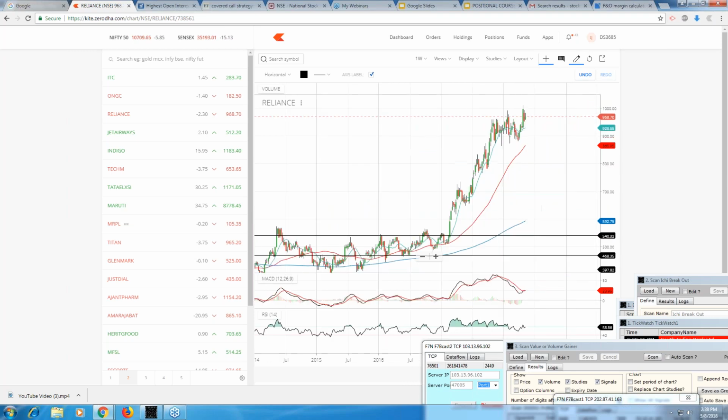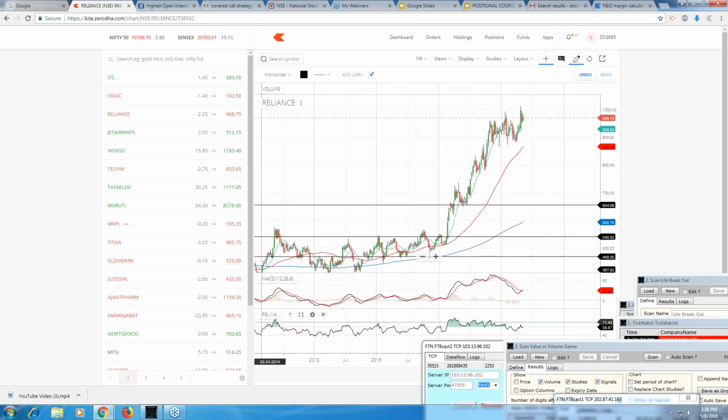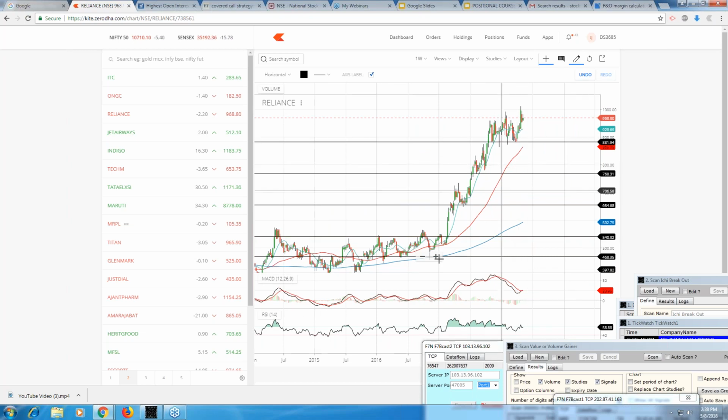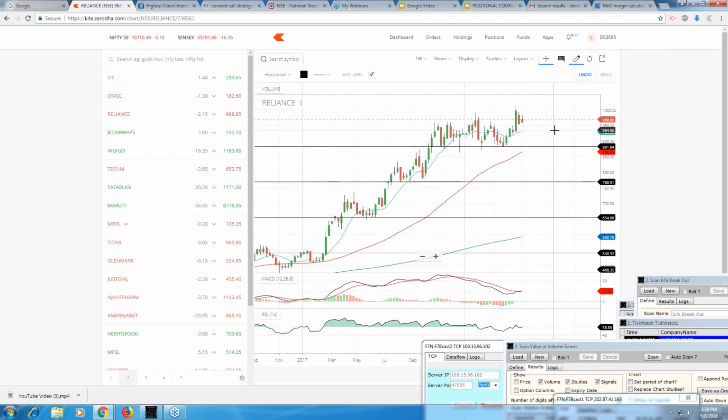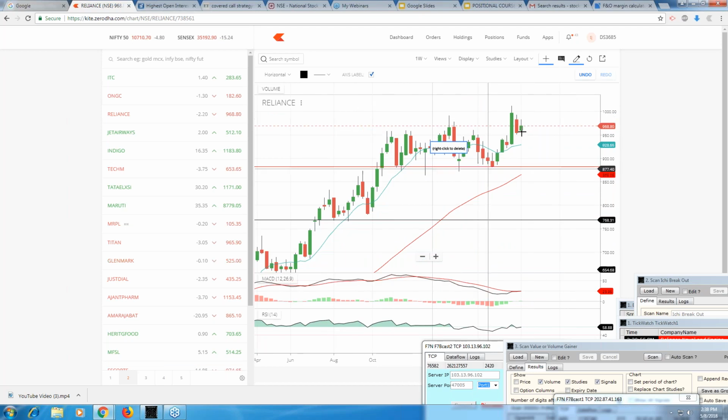Then you can see a good support level at 654, right? And then you can see a good support level at 764, and then a good support level at 881, right? And from there you can see a good clear bounce coming in, right? See, many times it has bounced back from the same level. So these are very important.